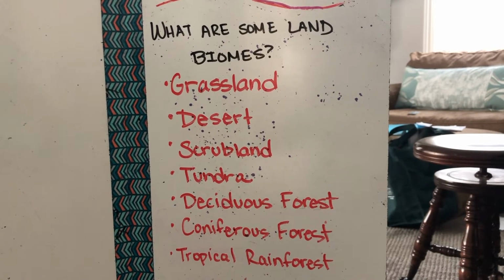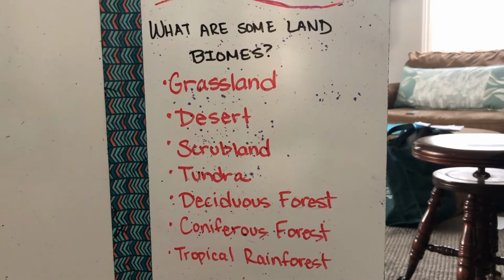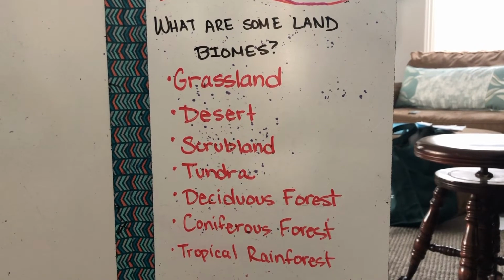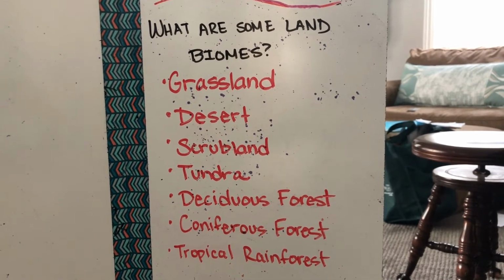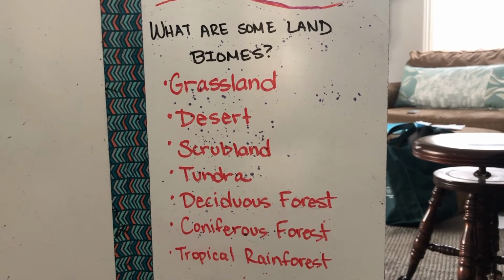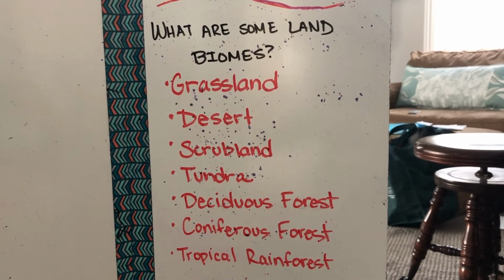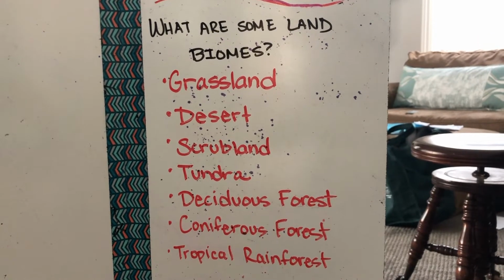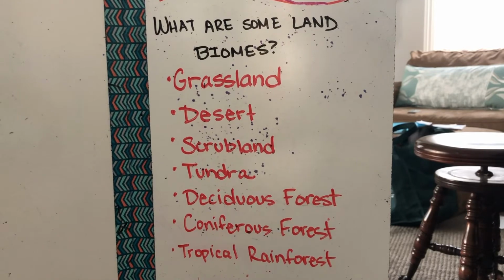Grassland, desert, scrubland, tundra, deciduous forest, coniferous forest, tropical rainforest. Yeah, these are the land biomes.